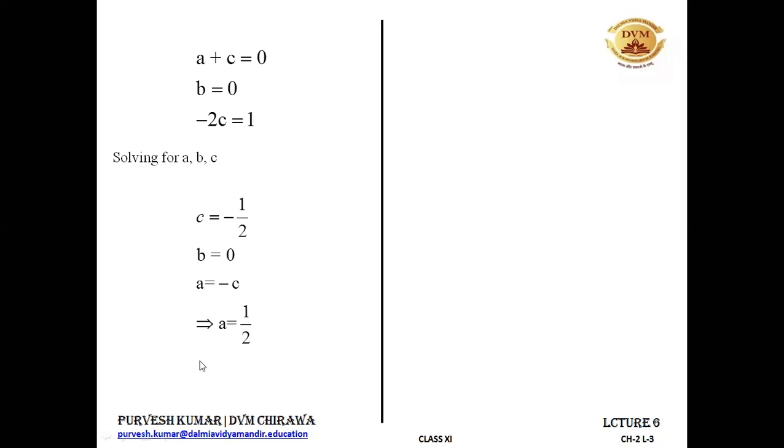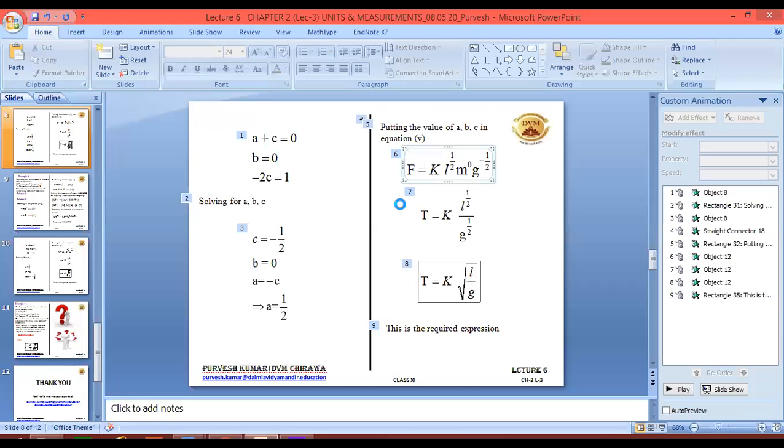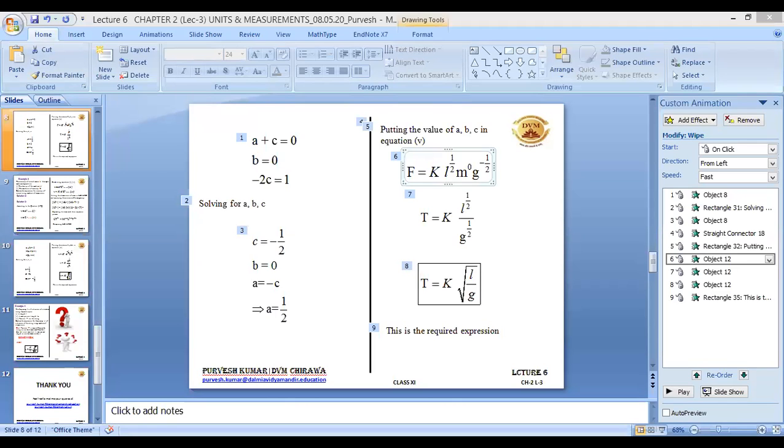Now put these values in equation number 5. So putting the values of A, B, and C in equation number 5, I can write it should be T. It should be T. By mistake, it is F. F has been written over here. So I must be replacing it with T. Let me replace this for you people, so that you don't get confused about where that F has come from. It is T only.